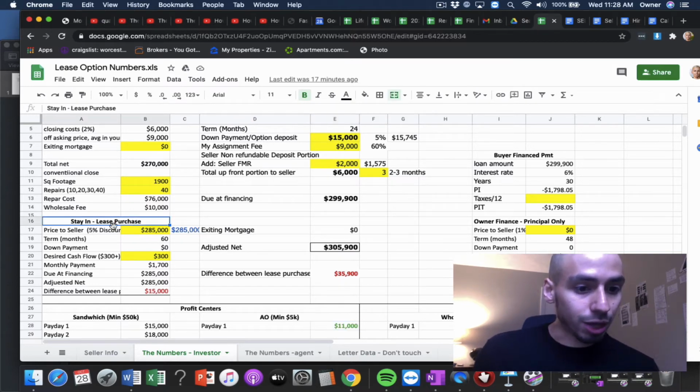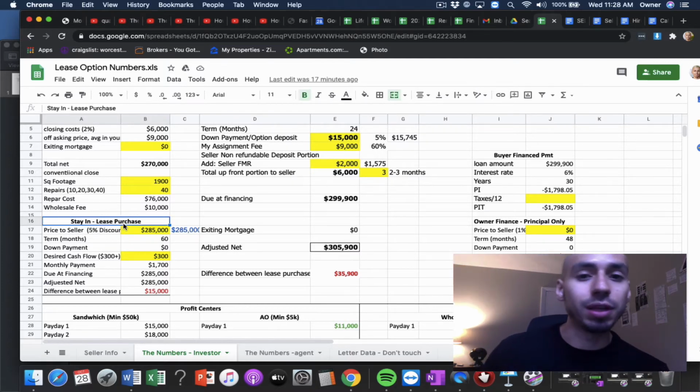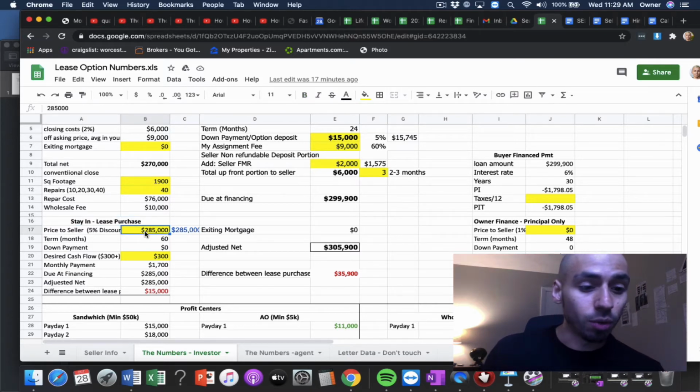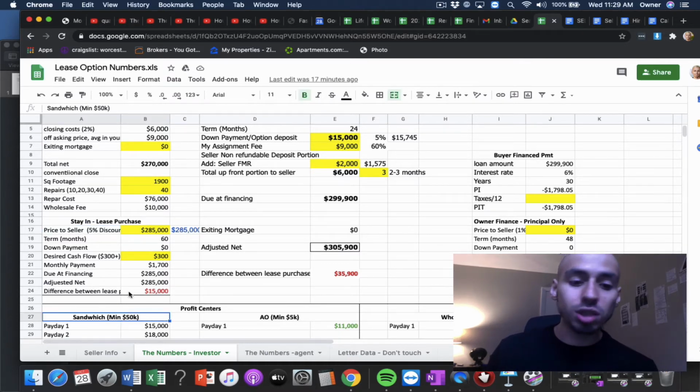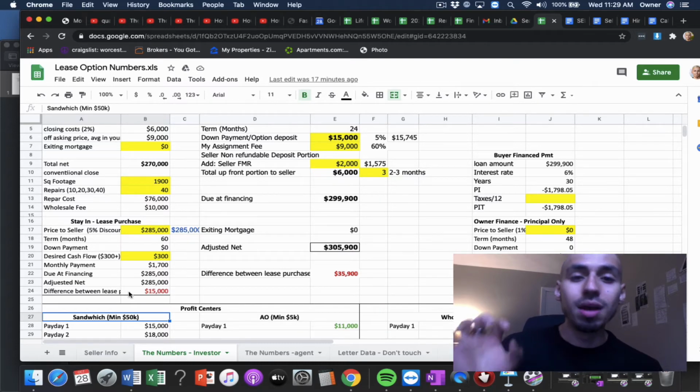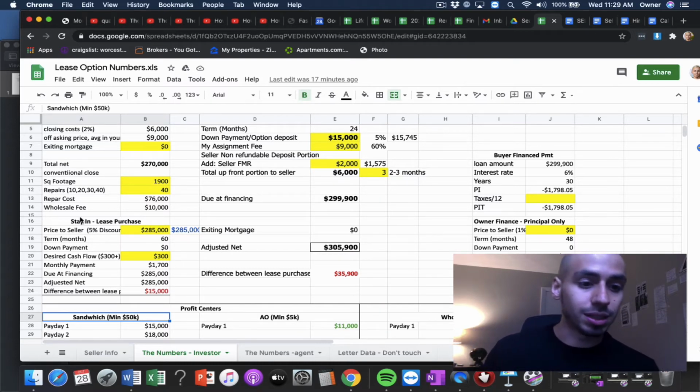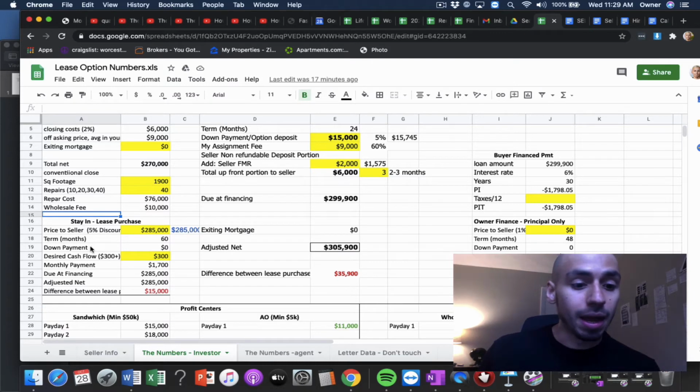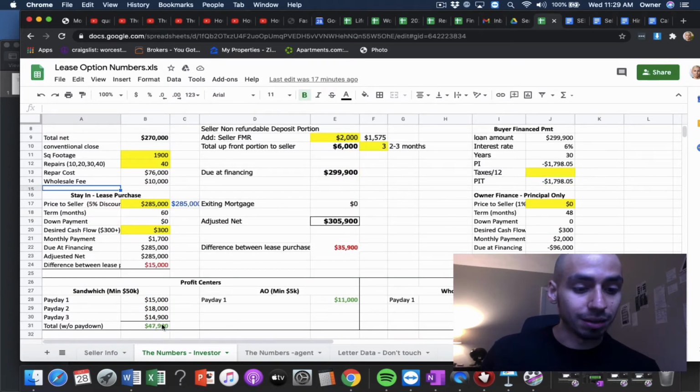Now for the sandwich option, what I usually do, so this option here, I talk to an investor in my market and see what their minimum standards are. Unless you're ready to stay in deals yourself and make payments yourself, then you're going to want to find out what a good deal is for an investor in your market. And for me, a minimum was $50,000. So as long as the investor that I'm going to refer this deal to, if and only if the seller takes the stay-in option, then I'm going to make sure this ends up being at least $50,000.